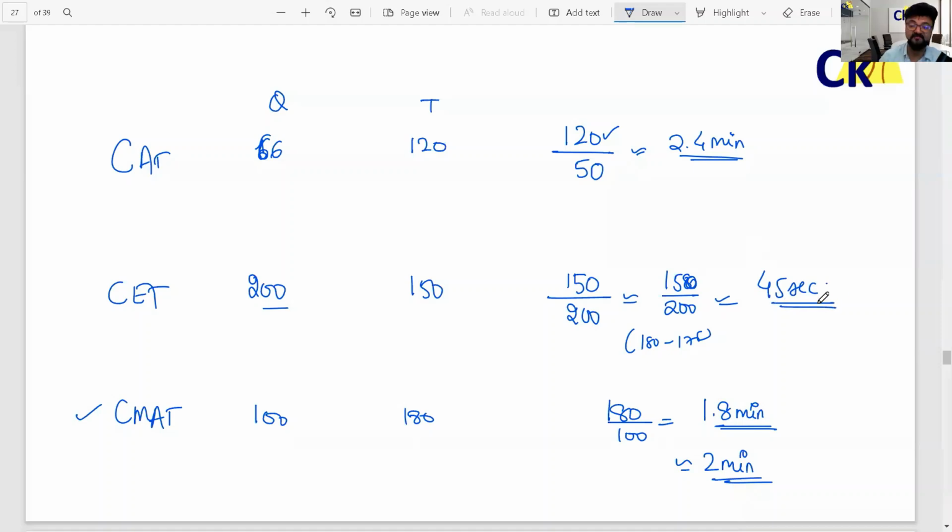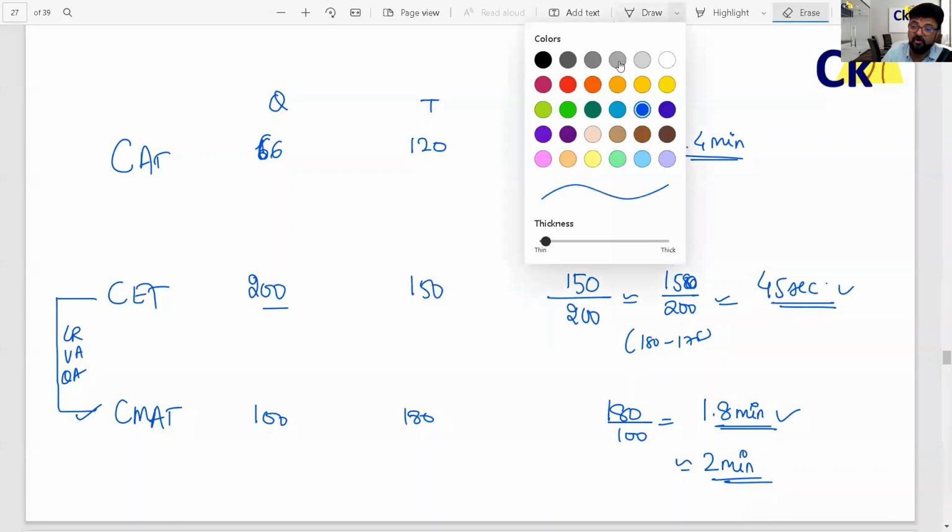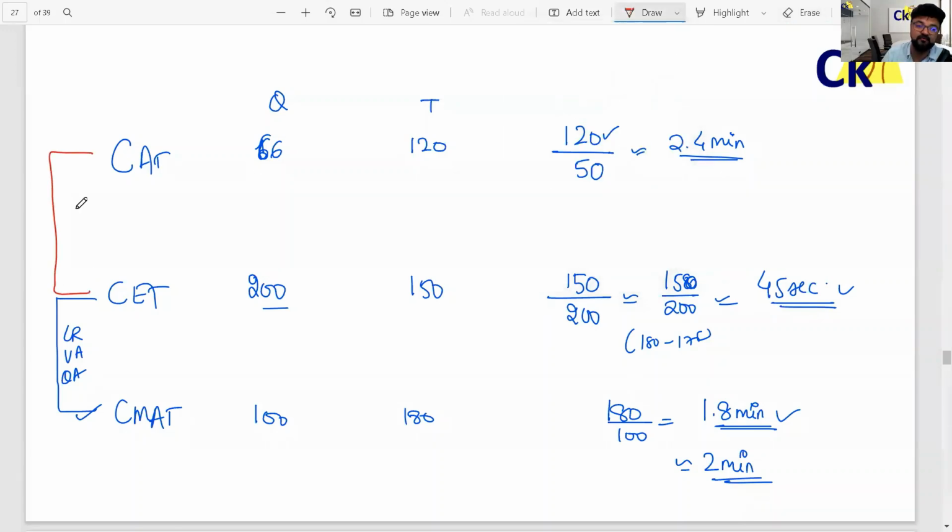And there are a lot of questions which have same difficulty level between CMAT and CET. Like logic section is exactly same. Verbal section and quant, the level of difficulty is exactly same. And look at the time, 2 minutes. Look at the time, 45 seconds per question. Same way, there are a lot of commonalities between CAT and CET also. For example, puzzles ka level. The level of puzzles is almost same. Yeah, the level of DILR and caselets exactly same. Time 2.4 minutes per question, time 45 seconds per question.